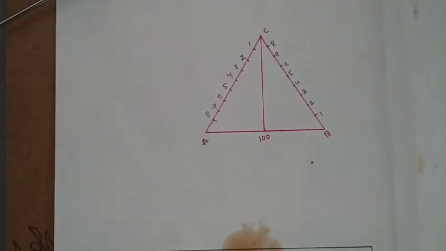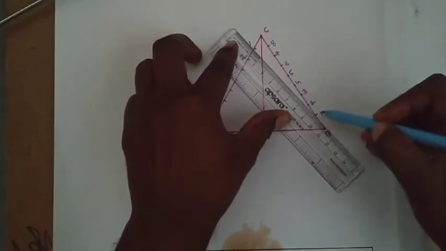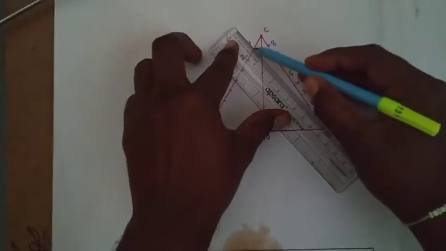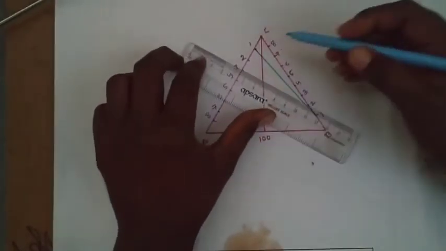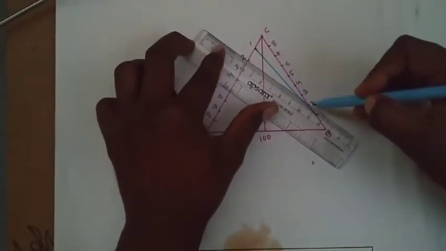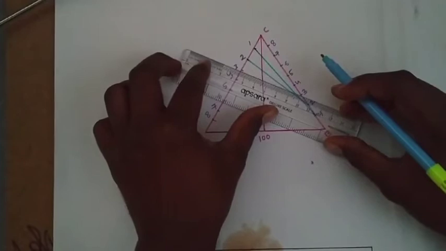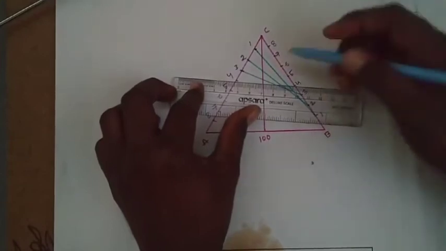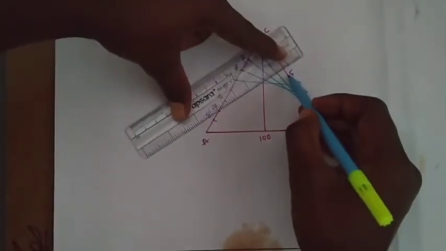With the help of your scale or your drafter, join 1 to 1 dash. Next, join 2 to 2, join 3 to 3, join 4 to 4, and next join 5 to 5.